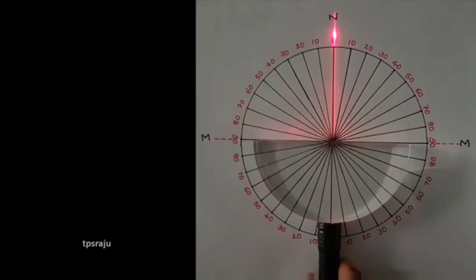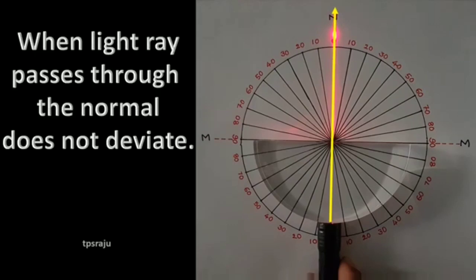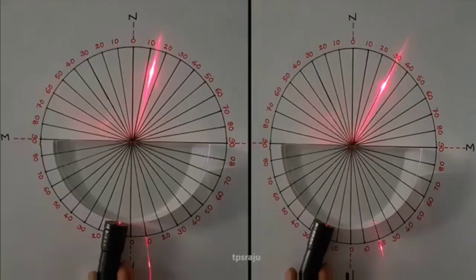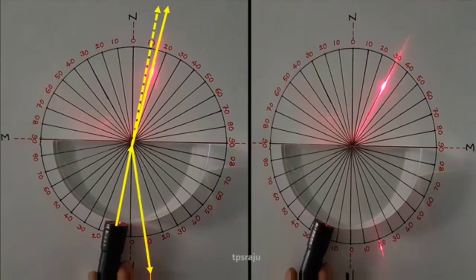Once again, we will understand about critical angle and total internal reflection by using images of this activity. When a light ray passes through the normal, it does not deviate. When light passes through 10 degrees, it refracts at 15 degrees and some part of light reflects at 10 degrees. When light passes through 20 degrees, it refracts at 30 degrees and some part of light reflects at 20 degrees.